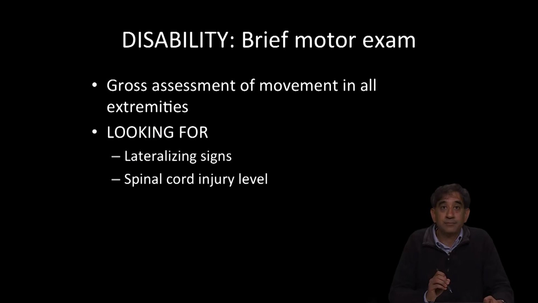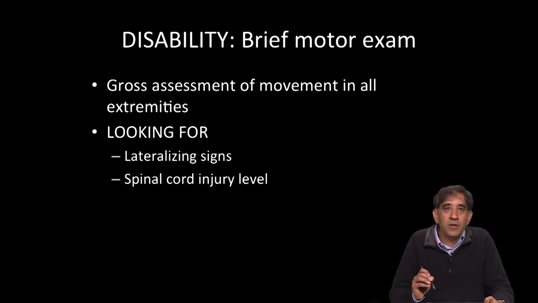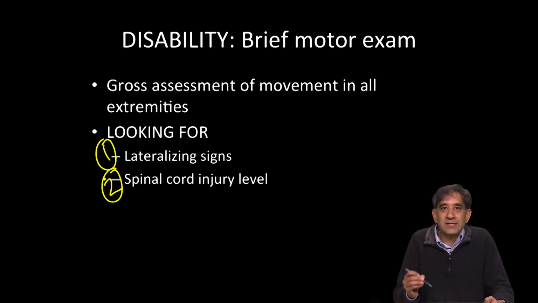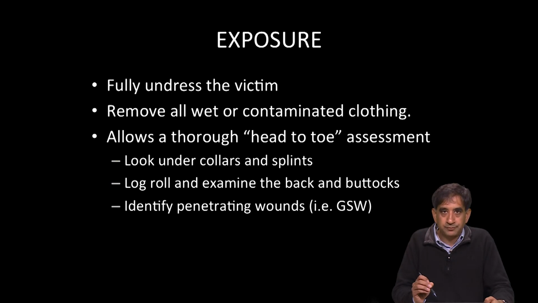The final part of the disability exam is to do a brief motor exam, and this is not specifically looking at specific muscle groups, but a gross assessment of movement in all extremities. I just want to know, are they moving that extremity or not? And you're looking for two things. One are lateralizing signs, like they're not moving their right or they're not moving their left, or a spinal cord injury level. If they're not moving their legs, but they are moving their arms, you would be worried about a spinal cord injury as a cause for that lack of movement. So looking for lateralizing signs and looking for spinal cord injury specifically.